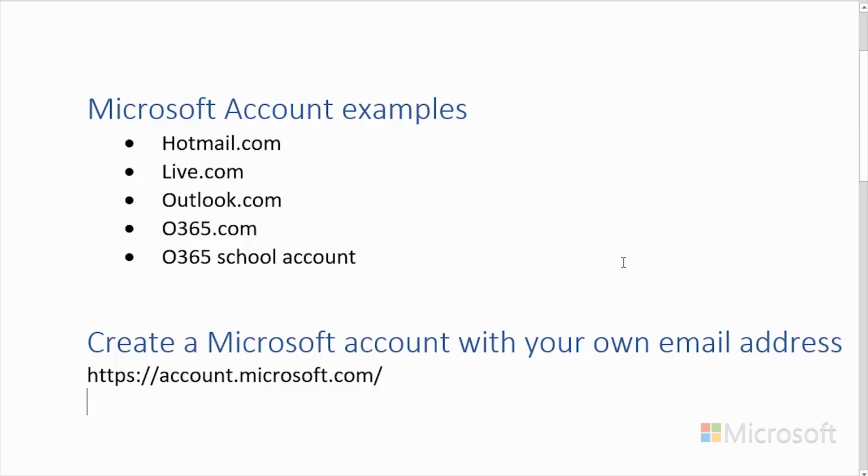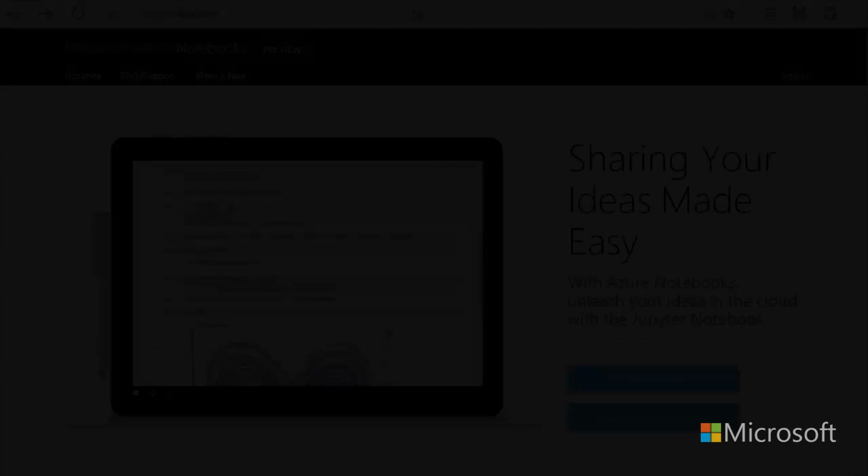To log in, you'll need a Microsoft account, such as Hotmail, Live.com, Outlook, or Office 365, which you may have gotten from your school. If you don't have one of these accounts, you can just use any email and turn that into the login for a Microsoft account. Navigate to account.microsoft.com to create your own Microsoft account with your own email address.